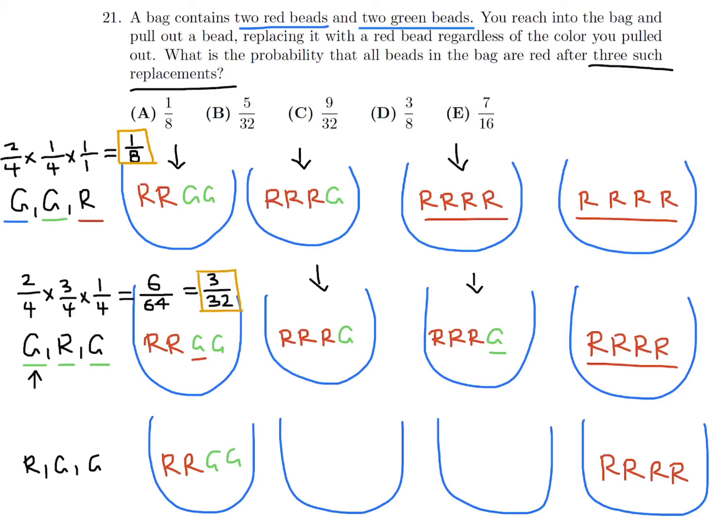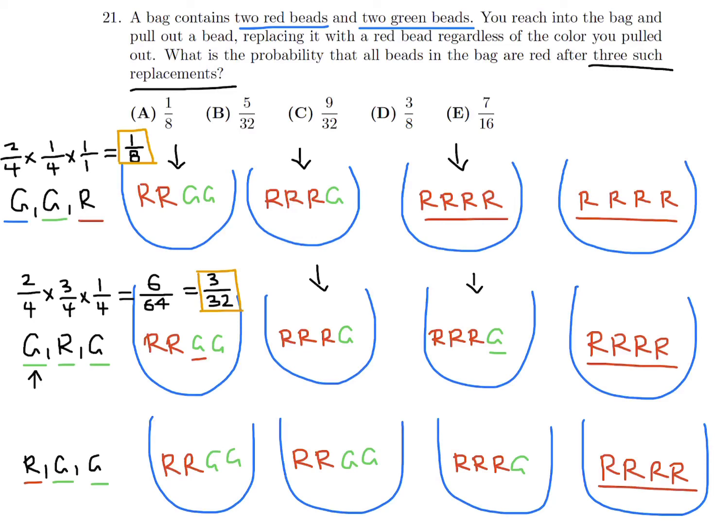Now let's move on to the last one. Hopefully by this point you're a pro. First one, you take out a red. You replace it with a red. Okay, nothing really changes there. Then you take out a green. You replace it with the red. So you get red, red, red like that, and the green. And then finally you take out the last green and replace it with the red. And you end up in this scenario.